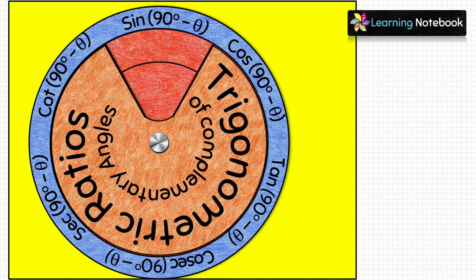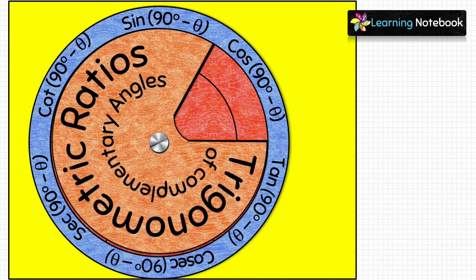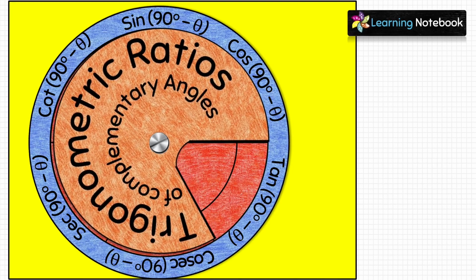Now, let's complete the 6 trigonometric ratios of complementary angles. First, we will write sine 90 minus theta, which is equal to cos theta, that is perpendicular upon hypotenuse. So, write it like this. Let's move to cos 90 minus theta, which is equal to sine theta, which is equal to base upon hypotenuse. Then we have tan 90 minus theta equals cot theta, which is perpendicular upon base.